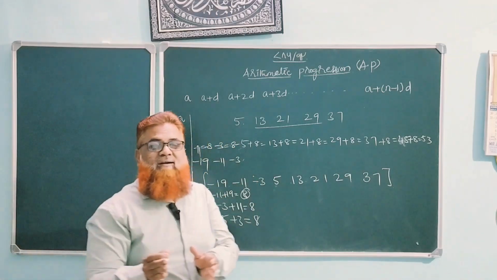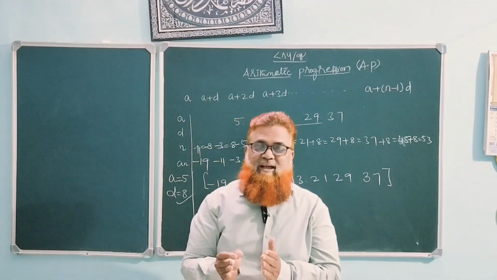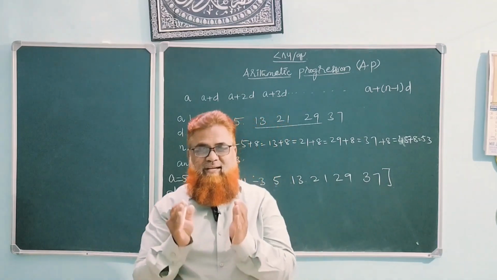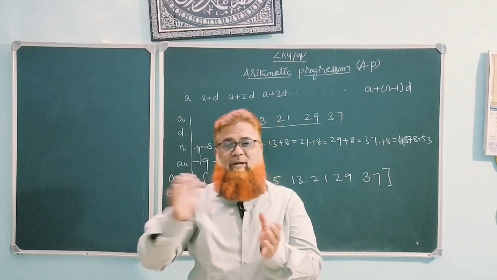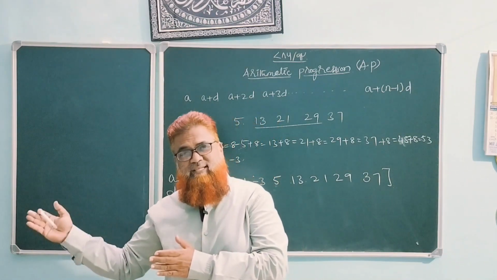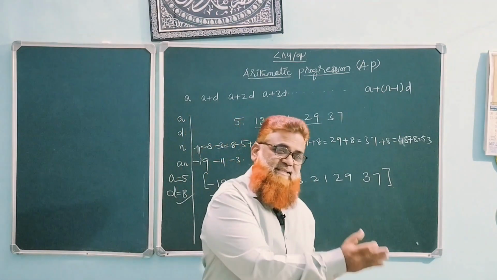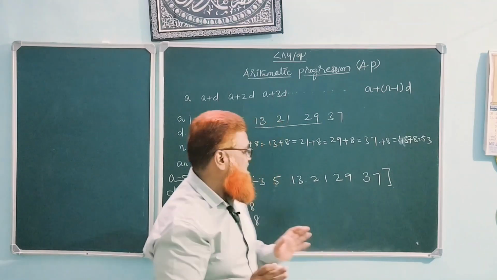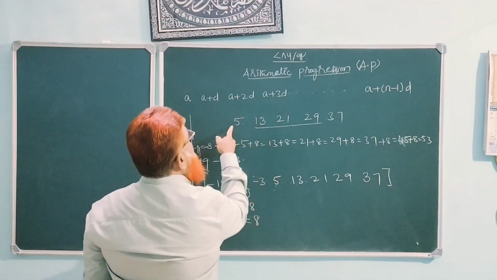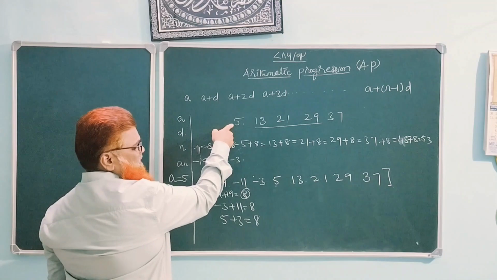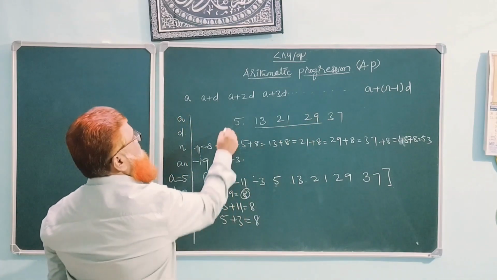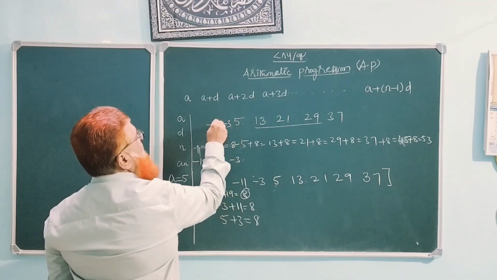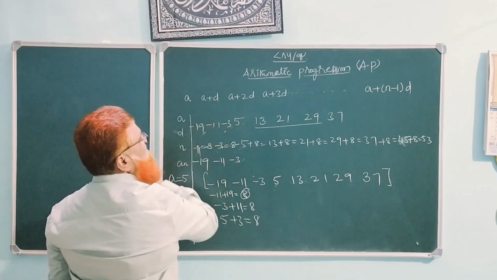This is the important concept I wanted to enlighten your minds with. I wanted to show you that an AP can be obtained by its previous and by its next successor numbers also, isn't it? So we have taken what is preceding the 5 for the same sequence of the AP. The preceding to 5 is minus 3, then minus 11, then minus 19.